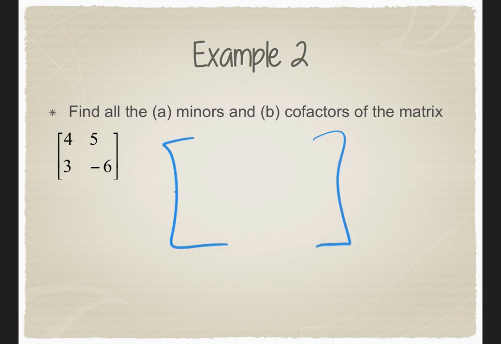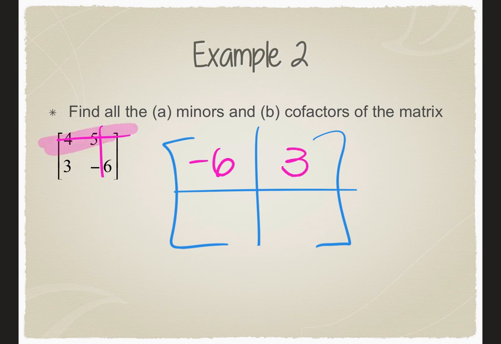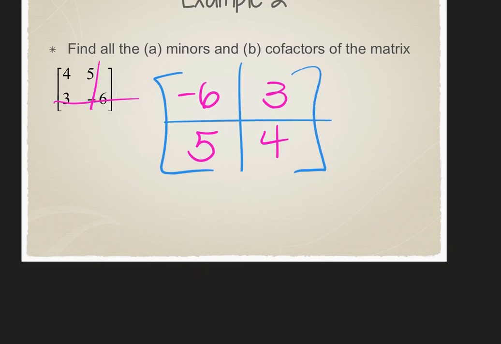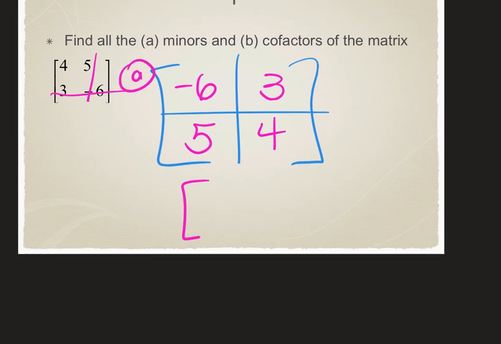So there's 4 cells, right? First cell is row 1, column 1. So cross through row 1 and column 1. What's left? -6. Then I cross through row 1, column 2. What's left? 3. Good. Then I cross through row 2, column 1, and then what's left? 5. And then I cross through row 2, column 2. -3, -5. Good. So that's your minor, and your cofactor, the -6 stays -6, the -3 changes, the -5 changes, the 4 stays 4.